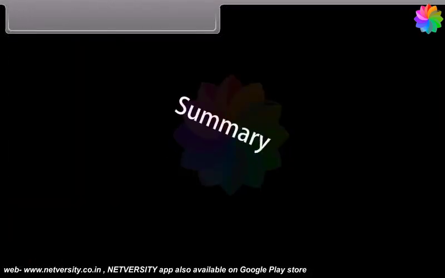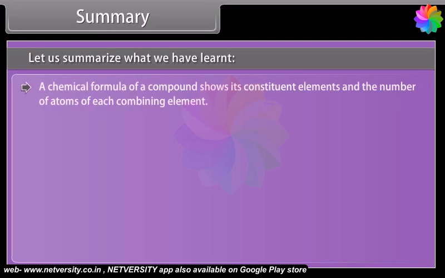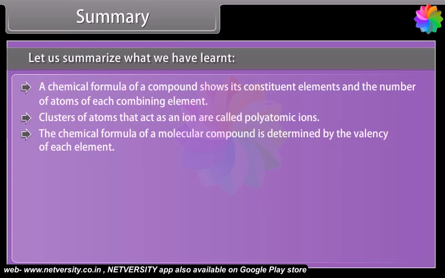Summary. Let us summarize what we have learned. A chemical formula of a compound shows its constituent elements and the number of atoms of each combining element. Clusters of atoms that act as an ion are called polyatomic ions. The chemical formula of a molecular compound is determined by the valency of each element.